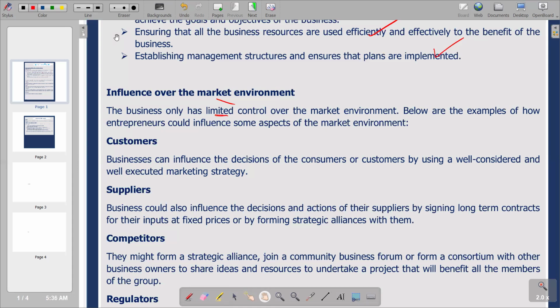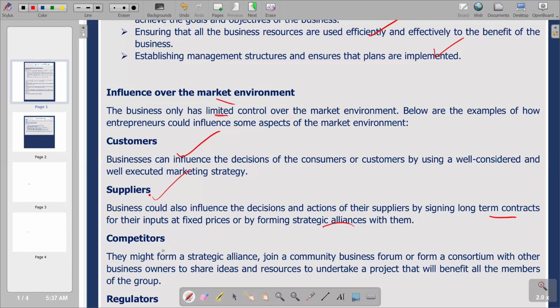So this becomes the first that we have, and then we try to go on to the second component that we have, which is suppliers. On suppliers, we're saying business could also influence the decisions and actions of their suppliers by signing long-term contracts for their inputs at fixed prices, or by forming strategic alliances with them. So that's how the business can also exercise control over the suppliers.